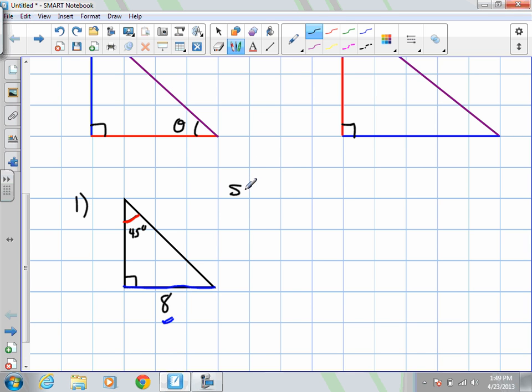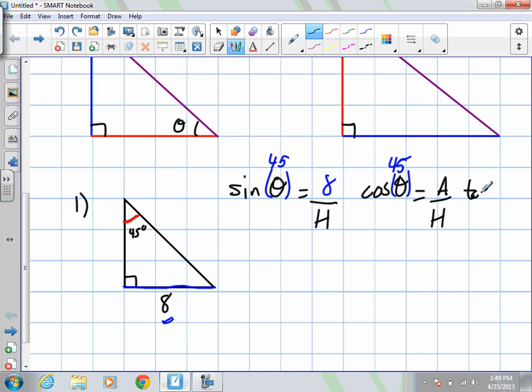We're going to try to plug it into all three of the ratios. We have sine theta, and theta in this case is 45, so we'll replace that with 45. Sine 45 is equal to opposite, which is 8, over the hypotenuse. Cosine 45 is equal to adjacent, which we don't have, over hypotenuse. And finally, tangent 45 is equal to opposite, which is 8, over adjacent.